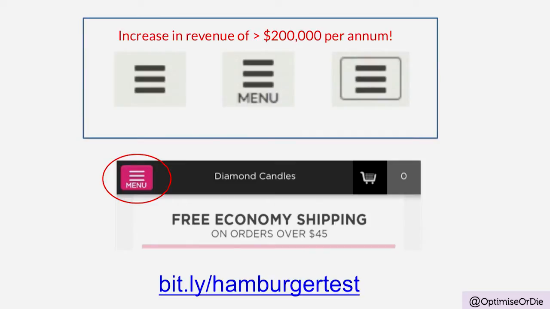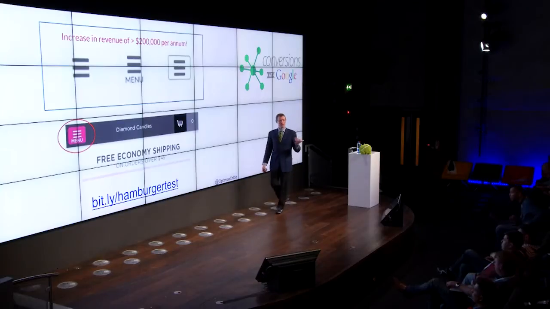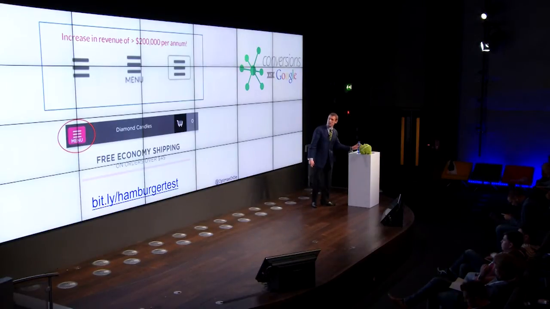Now in your target market, you might have a younger audience who are more familiar with this. You may have an older audience that has no clue what the burger icon is, but you need to test this stuff out and you need to see whether it's working. For this company, they got another $200,000 in revenue every year just from a tiny simple change to the menu. So please test this stuff out. Don't make assumptions that users are going to understand these things. You need to run a split test.